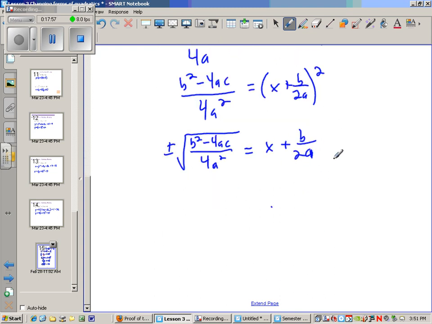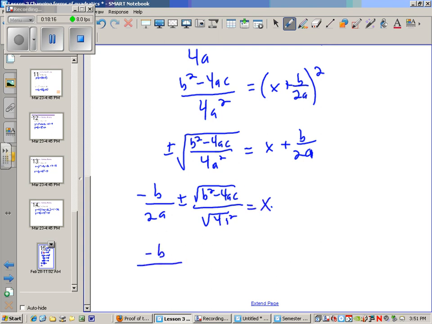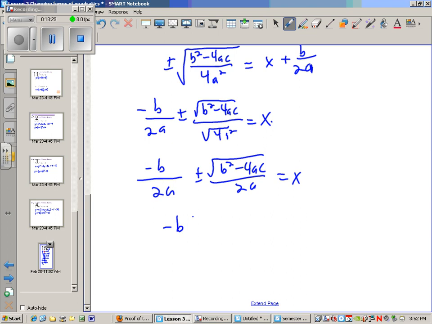And now I subtract that from both sides. So I have negative b over 2a plus or minus the square root. Now this we can break it down into two sections. B squared minus 4ac all over the square root of 4a squared. That's just going to be what x equals, which is the same thing as negative b over 2a plus or minus square root of b squared minus 4ac all over 2a, which we have: negative b plus or minus the square root of b squared minus 4ac all over 2a.